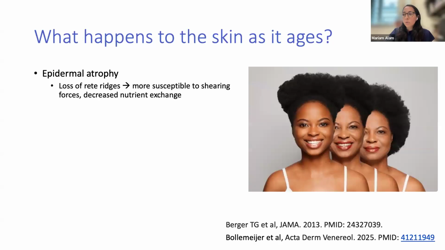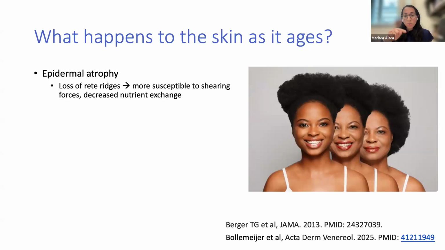So first, talking about skin aging. What happens to the skin as it ages? There are a couple of different pathophysiologic things that change as our skin gets older. The first thing is that the epidermis, the top layer of the skin, actually thins quite a bit. And what we see is the loss of these rete ridges, which are the extensions of the epidermis down into the dermis. And that loss of the epidermis makes the skin much more susceptible to shearing forces.